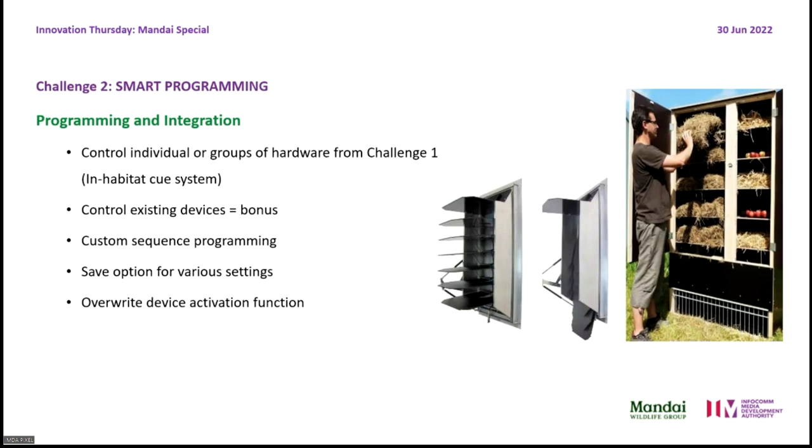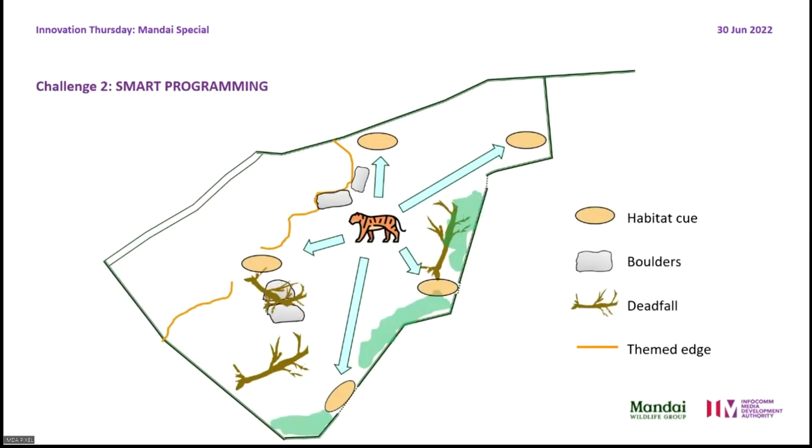And the features that we are looking for, it needs to have a custom sequencing of programming. For example, it needs to be modular. That means we can switch on certain systems, certain devices, and of course we have a safe option for various settings as well. This is to help the productivity gains of the keepers. And of course, there should be an override device activation function, because working with animals, we know there's a lot of risk and unpredictability that can happen. So with this smart programming, we are hoping that there will always be a system where we can override the system, where we can leave the responsibility to the animal care staff as a whole.